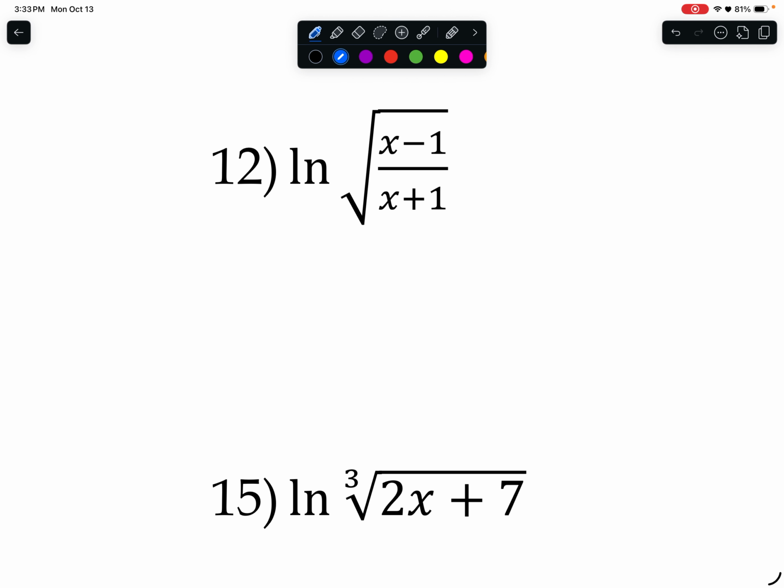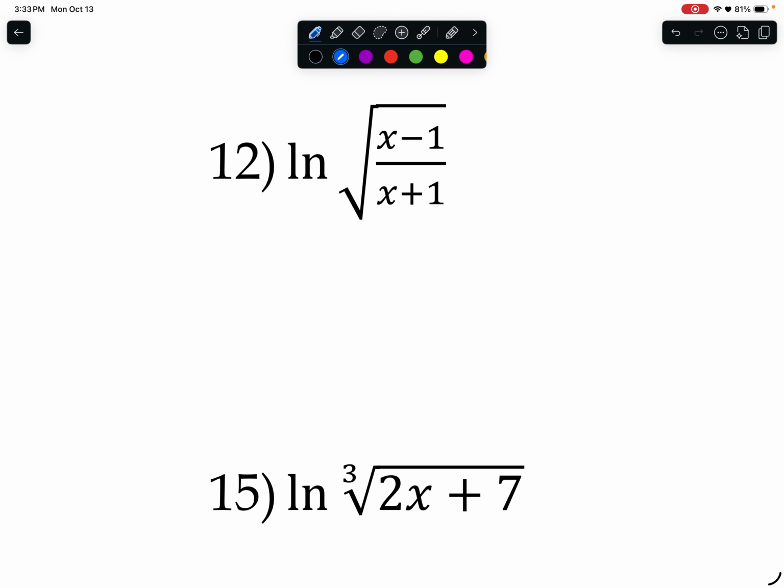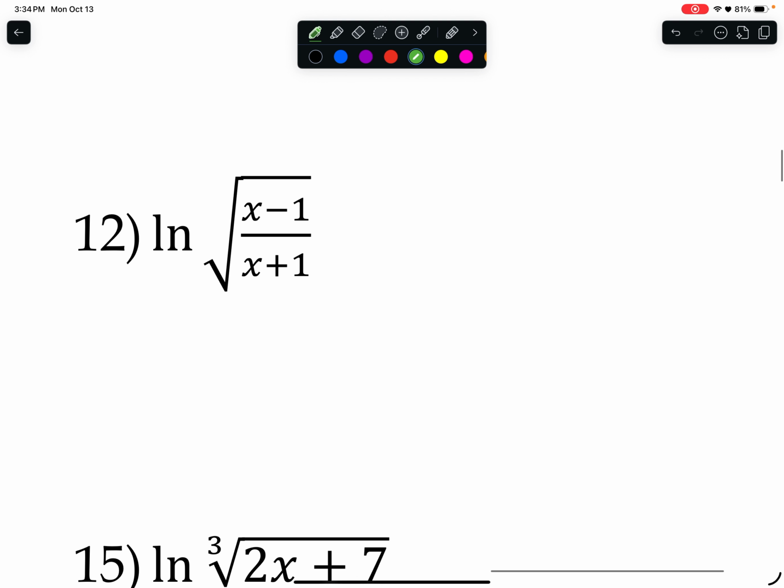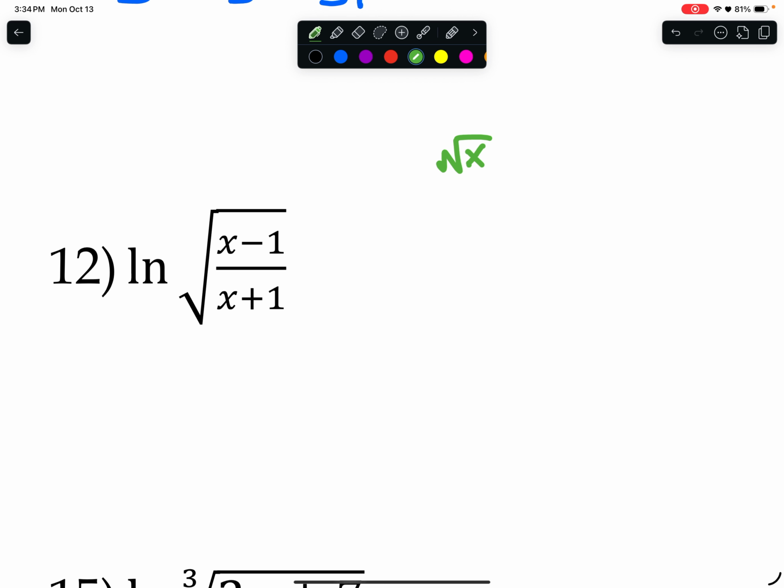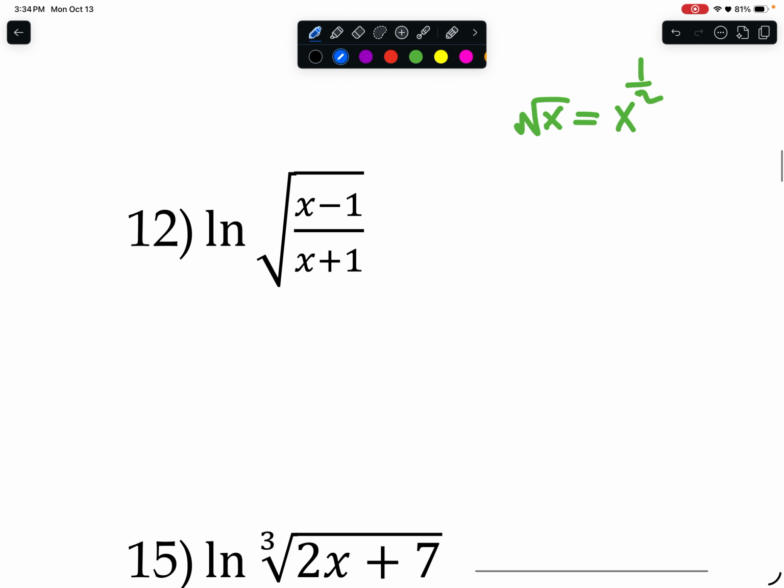Okay, let's go ahead and do 12. With number 12 here, we have the natural log of the square root of x minus 1 over x plus 1. Now, what so many people seem to forget is that if I have the square root of something, let's say the square root of x, that is the same as raising it to a 1/2 power. So I want to rewrite this as natural log of x minus 1 over x plus 1, all raised to the 1/2 power.